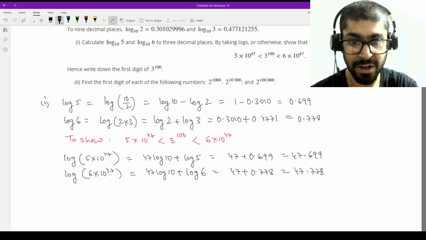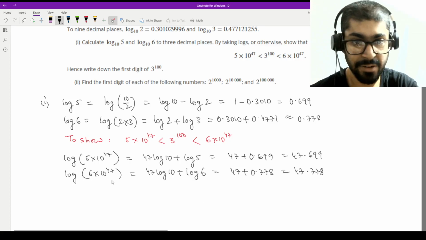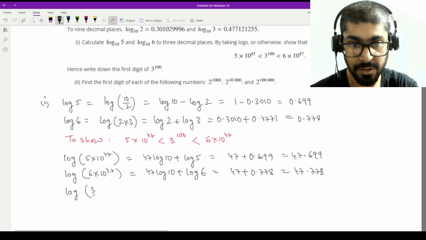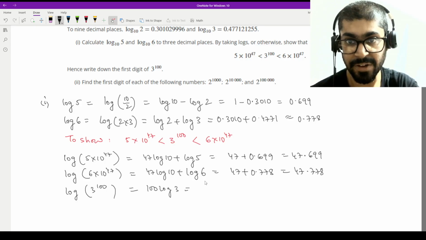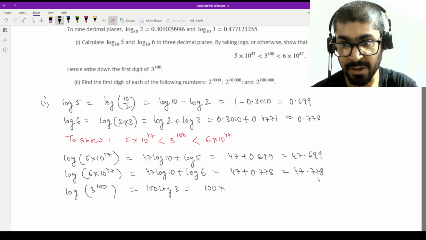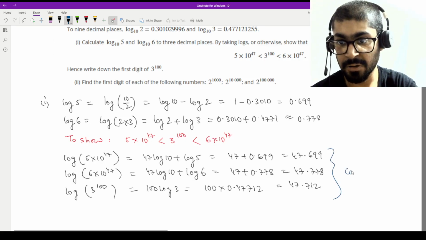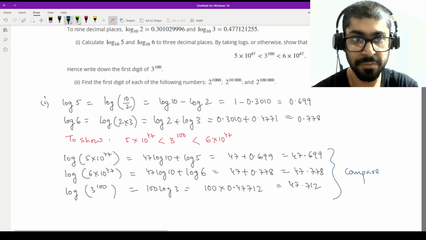Now we have to calculate the middle one and show that it lies in between. So log of 3 to the power 100 is 100 log 3. I will need quite a lot of decimal places, because here I have 3 decimal places, so I'll need 5. Log 3 is 0.47712, so this is 47.712. Clearly, if you compare these, we have our proof.